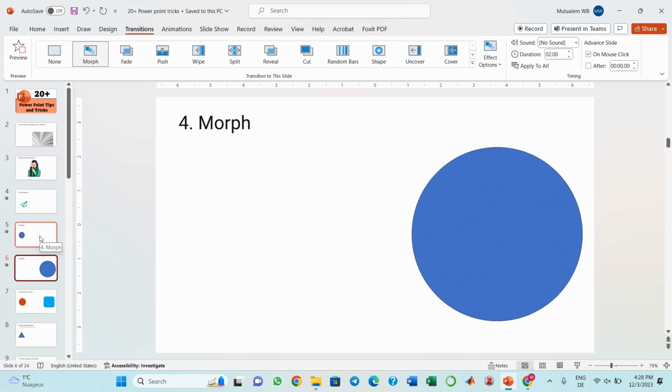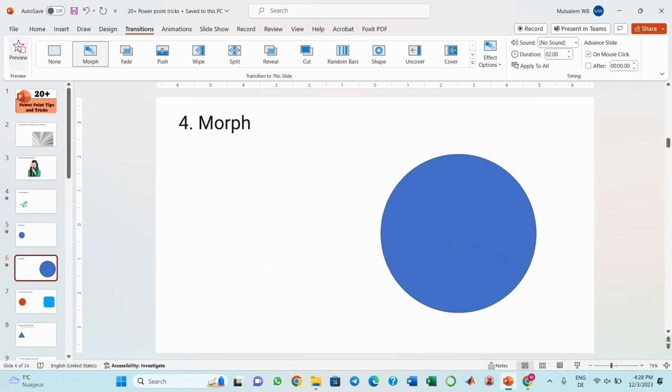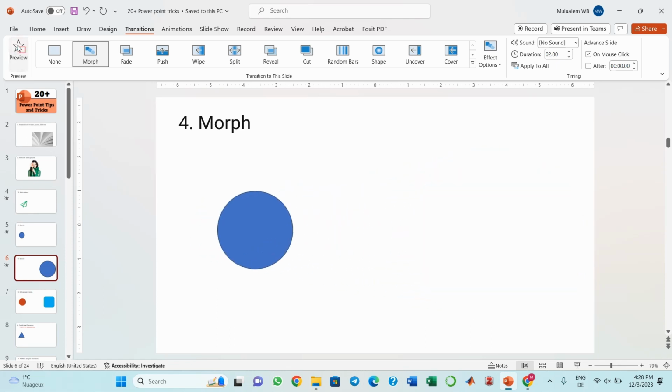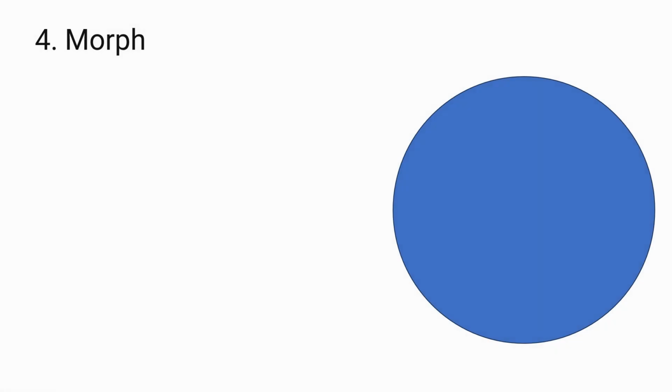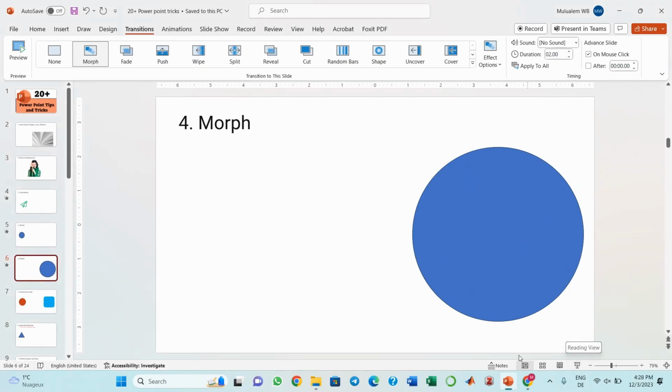Now I will see how it applies. Click on the preview, see how it changes. It was a small circle, it moves to the right and it increases the size. This is how the morph transition works. In presentation mode, this was the first one. Then when I click, it morphs and transitions to the bigger circle. This is how the morph transition works. This is the fourth point.